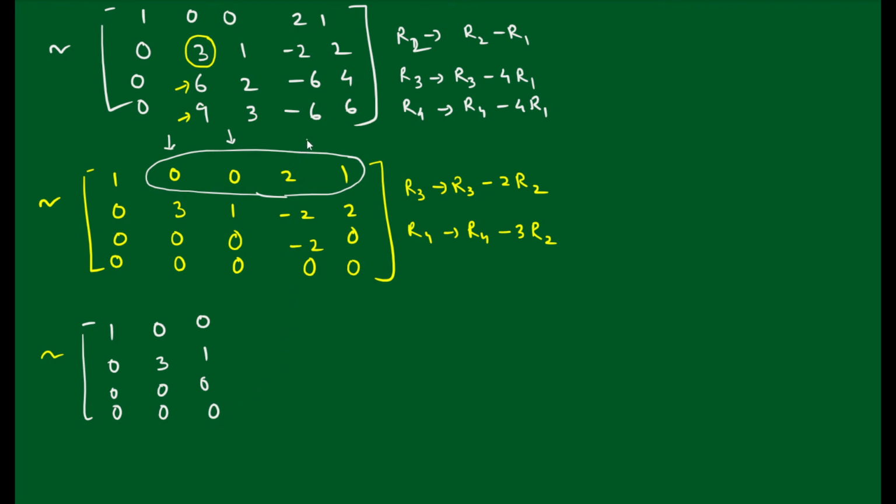Okay, so we have to make these two 0 with the help of what? Column 1. So this is in column 4, right? So C4 goes to C4 minus 2 into C1. So 2 minus 2 into 1, 0. All the other elements will remain the same. Don't worry.